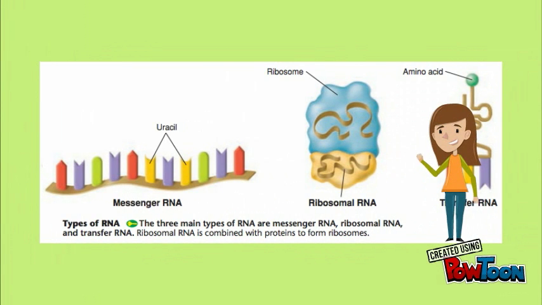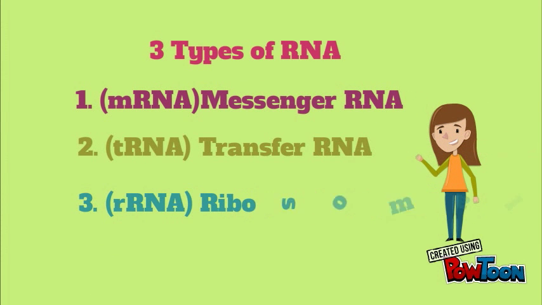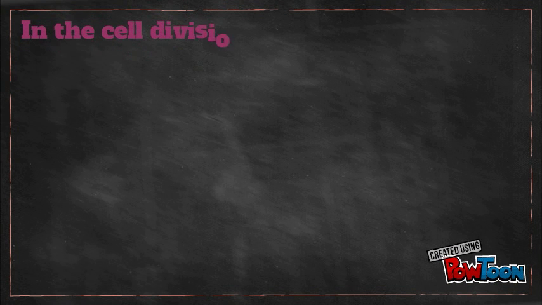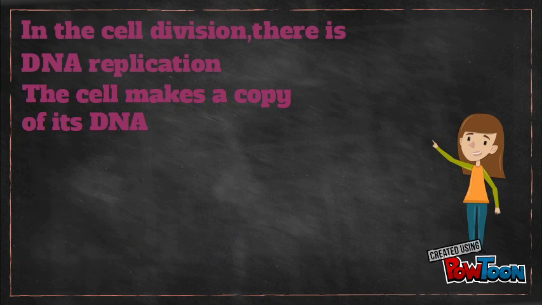There are three types of RNA. First type is the mRNA, which stands for messenger RNA. It carries genetic information from nucleus to the cytoplasm of a cell. The second type is the tRNA, transfer RNA. It transports specific amino acids.